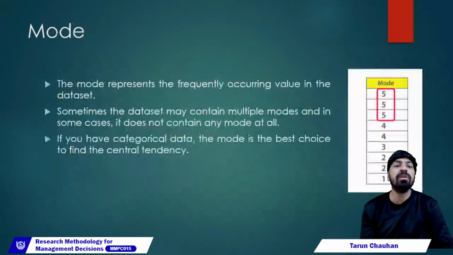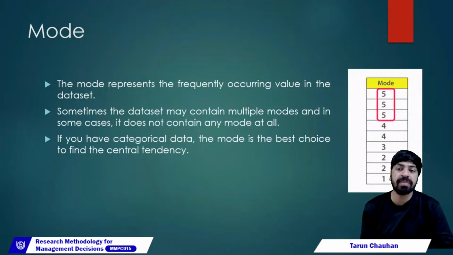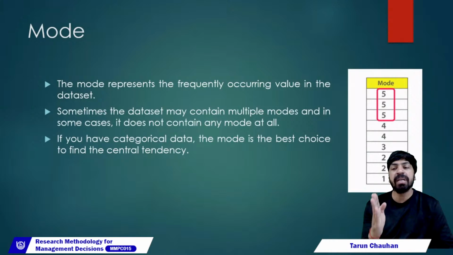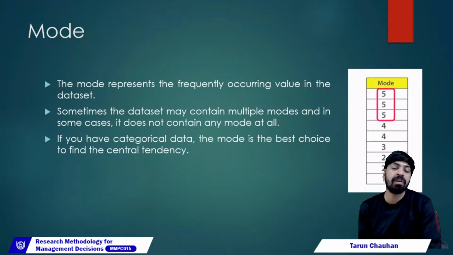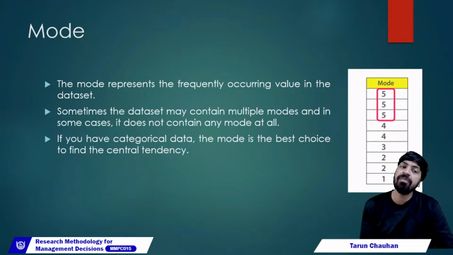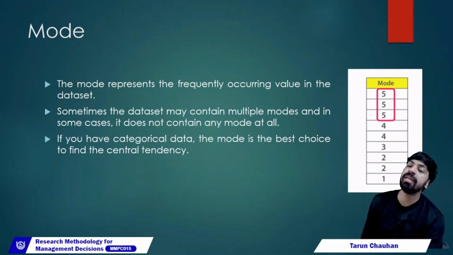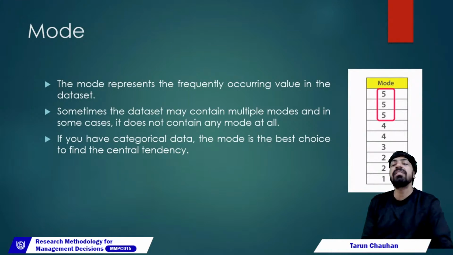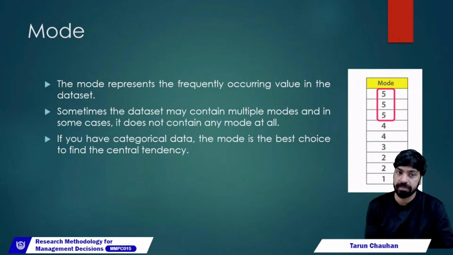Mode. What is mode? Mode represents the value which comes the maximum number of times in a given data set. It's called mode. So in a particular data set, if a 5 or a 4 comes the maximum number of times, that value is called mode. So under this particular example, 5 is the value of mode.